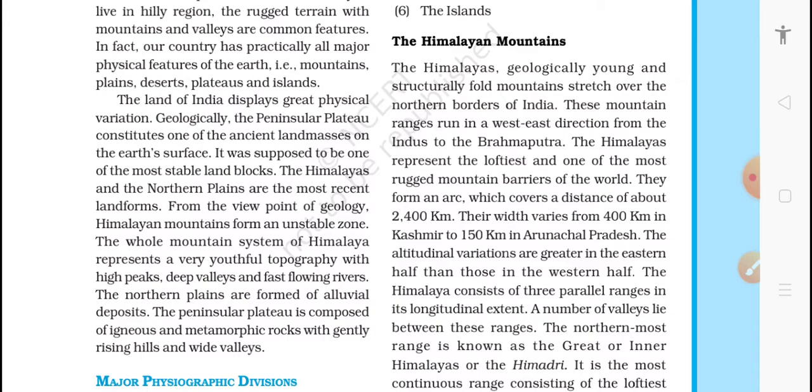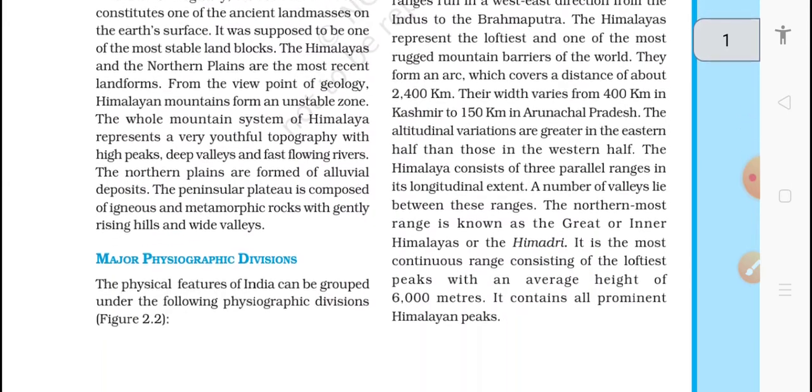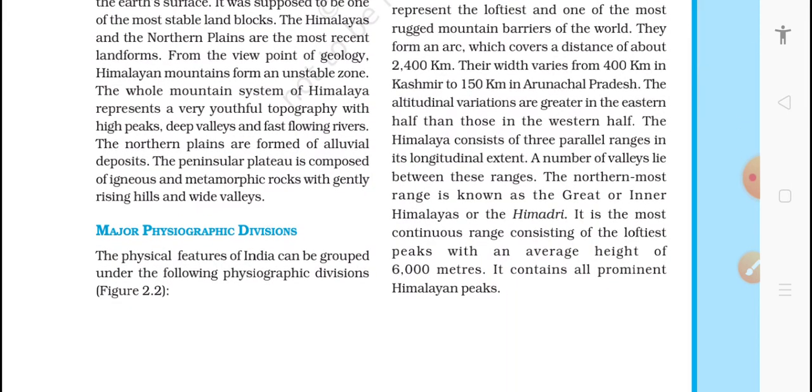The Himalayas represent the loftiest and one of the most rugged mountain barriers of the world. They form an arc which covers a distance of about 2,400 km. Their width varies from 400 km in Kashmir to 150 km in Arunachal Pradesh. So their width is more in Jammu and Kashmir, the northern part, and less in the Arunachal Pradesh, the eastern part. The altitudinal variations are greater in the eastern half than those in the western half.